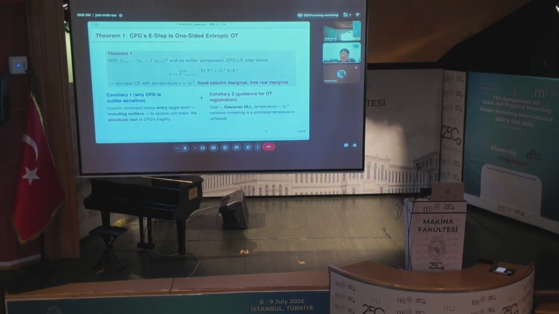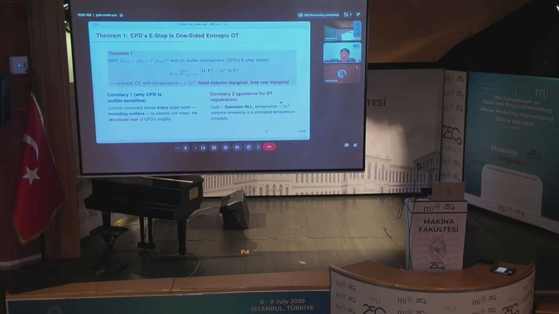Thing two, it gives us the right design. The cost should be the Gaussian kernel of height. The temperature should be 2 sigma squared. They are exactly the answer to the question before.